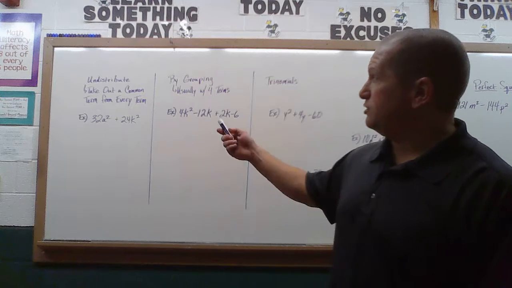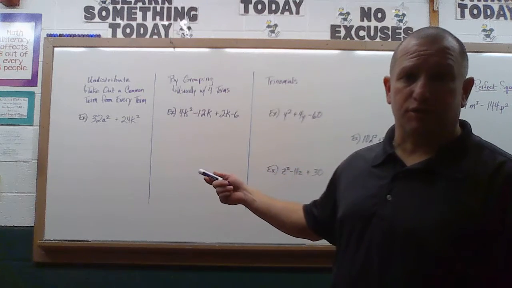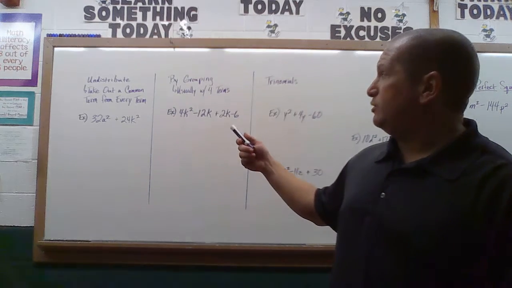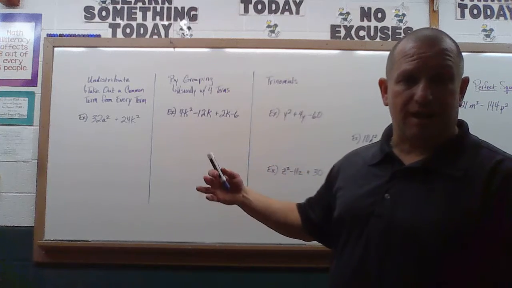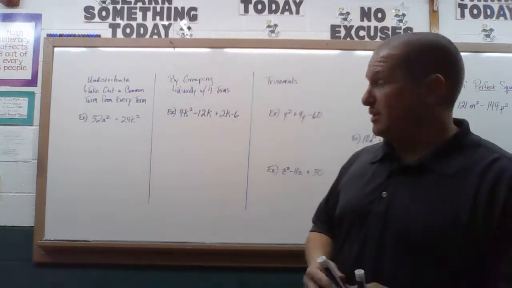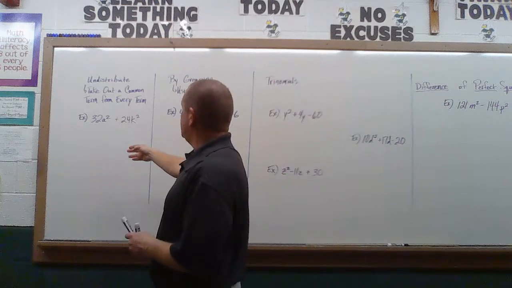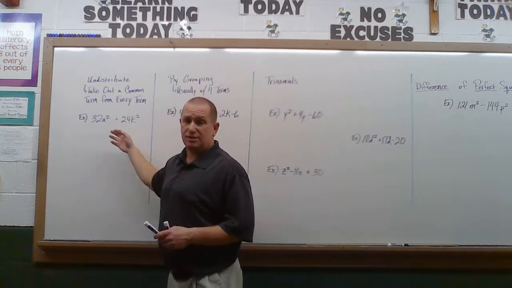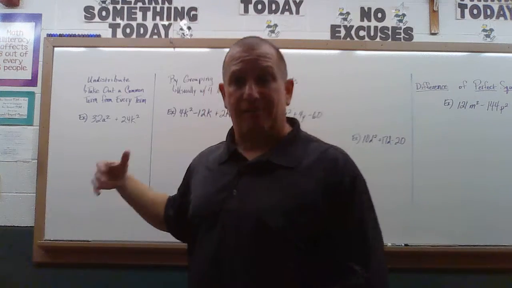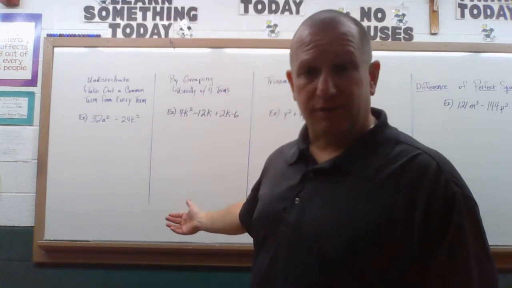Okay, so undistributing to me is just taking out a common term. And when we say we're taking it out, we're going to find that common term and then divide it by every single term in the problem. So, for instance, this is only a binomial because it has two terms. If it would have 5 terms, we would do it to all 5 terms.